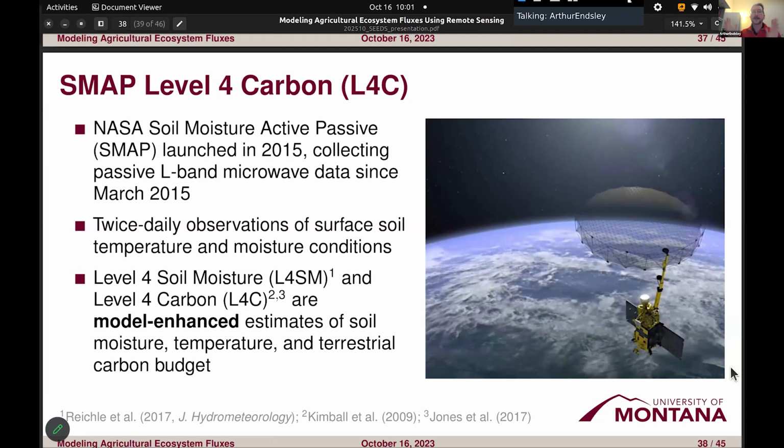This consists of a huge mesh antenna that is able to measure soil temperature and soil moisture twice daily everywhere across the globe. In particular, I've worked with two models related to this mission, the Level 4 soil moisture and Level 4 carbon models. NASA describes these by Level 4. What it means is these are model-enhanced estimates of soil moisture, temperature, and the terrestrial carbon budget. So we take satellite measurements, we combine them with an ecological model or an ecosystem model, and then we get new estimates that we couldn't otherwise, things that we couldn't directly sense with the satellite itself.